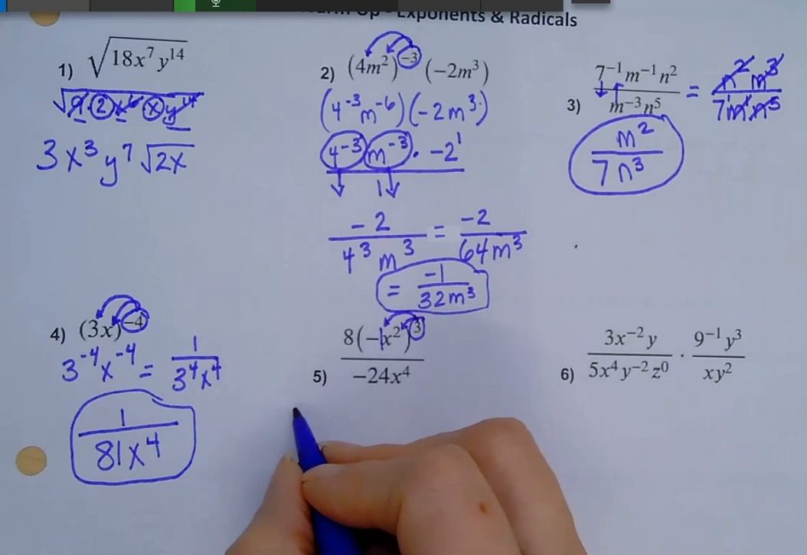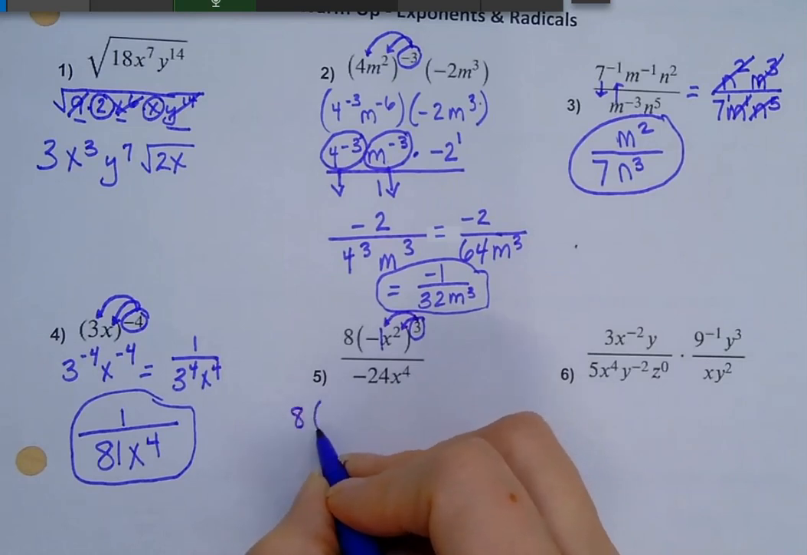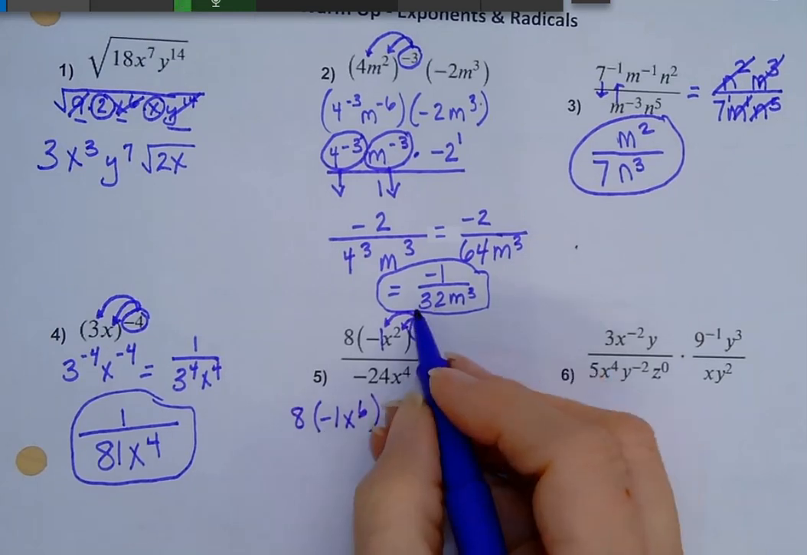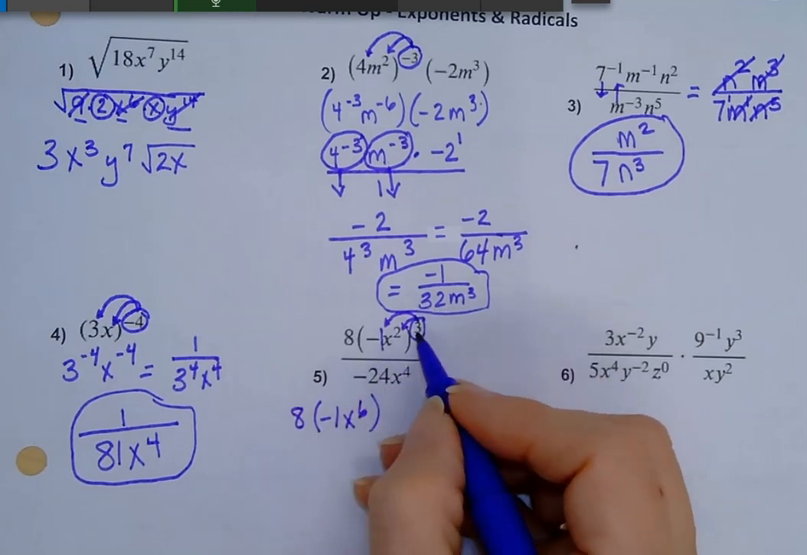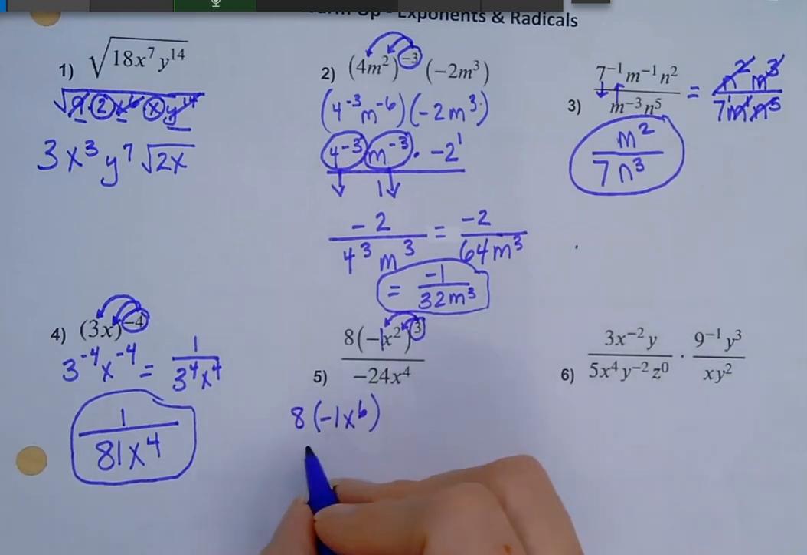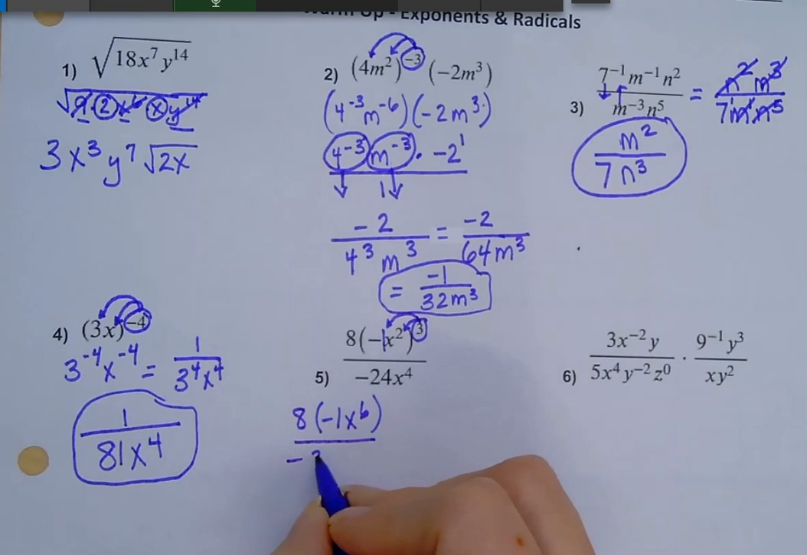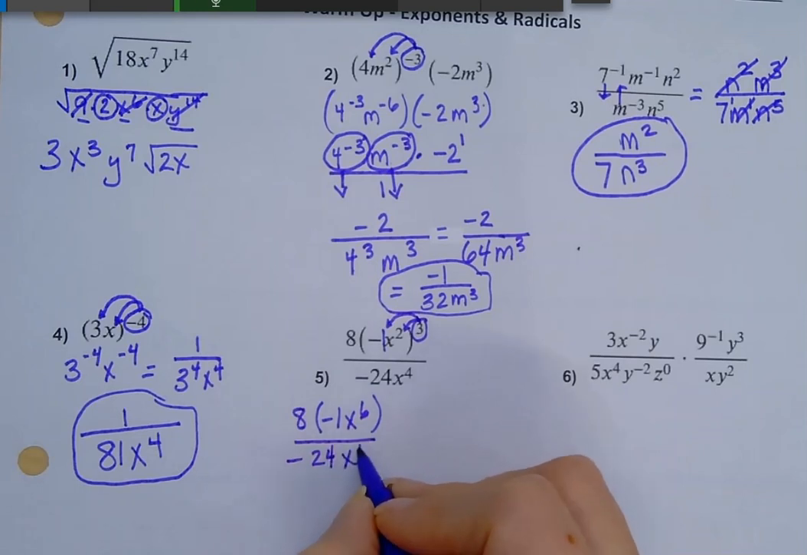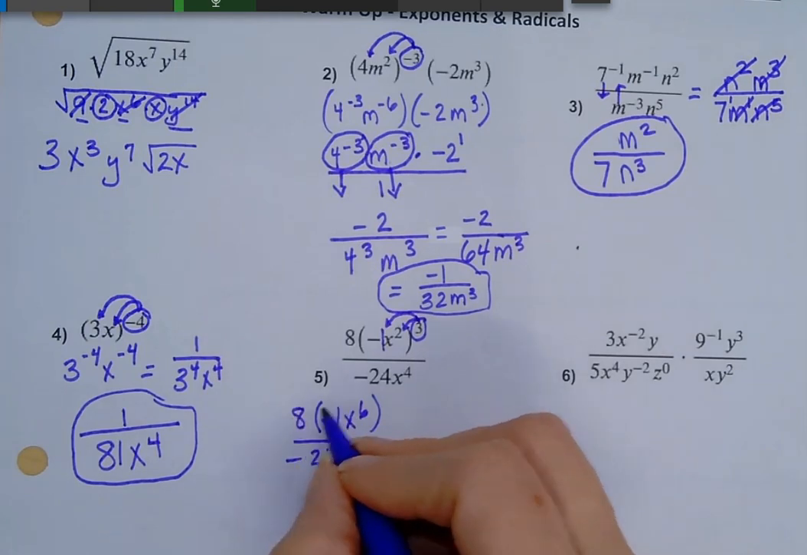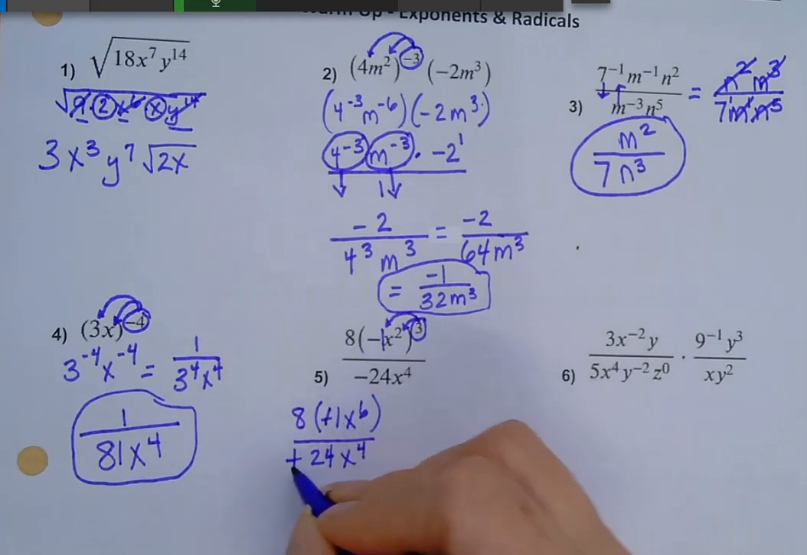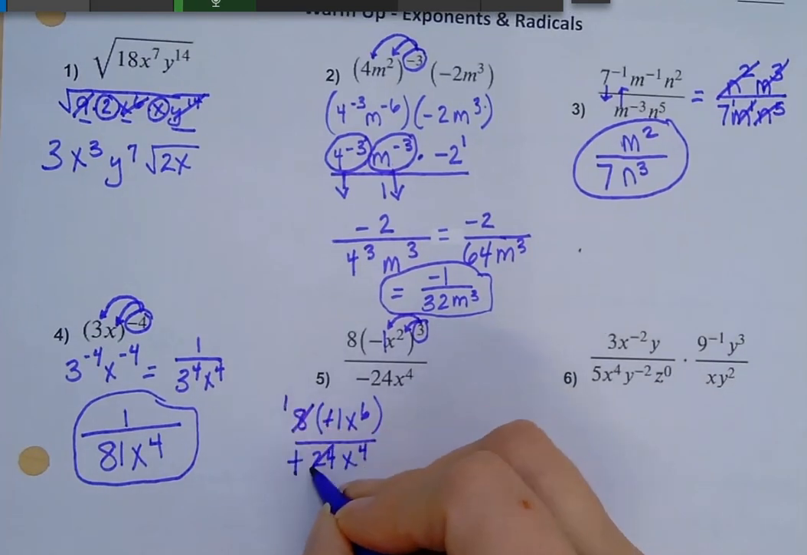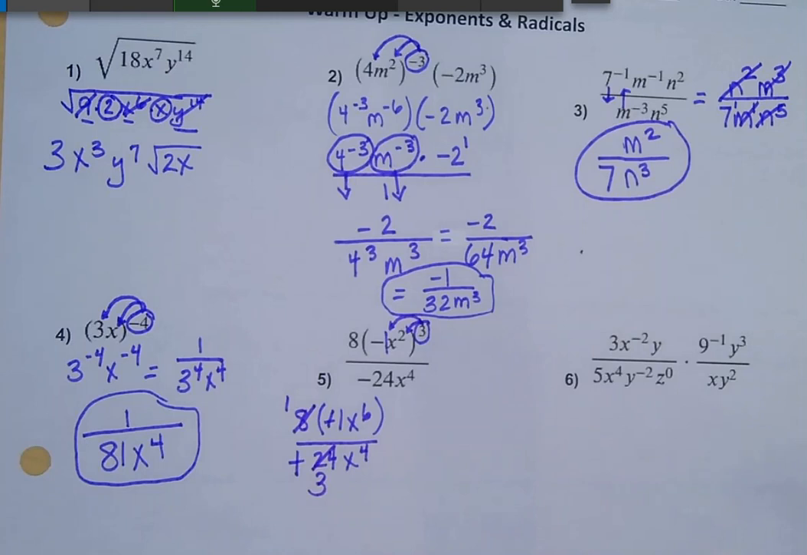Okay, so for now, I'm just going to do one step at a time. This is 8 times negative 1 x to the 6th. That's because negative 1 is negative 1 cubed. It's the same thing, right? Negative 1 times negative 1 times negative 1. Okay, this is all over negative 24 x to the 4th. So negative divided by a negative is a positive. And I have 8 goes into 8 one time, and 8 goes into 24 3 times.